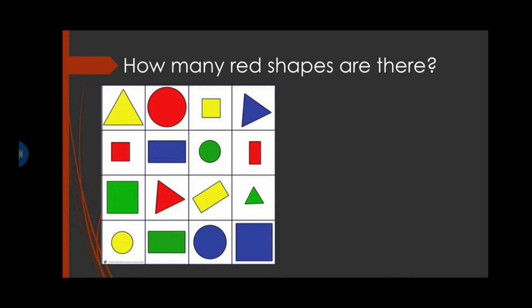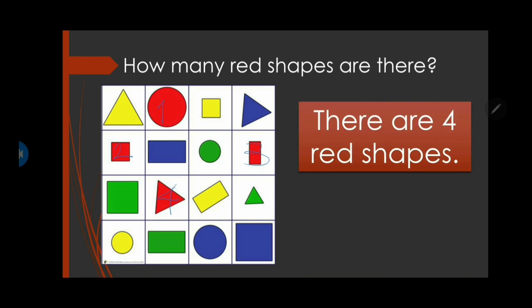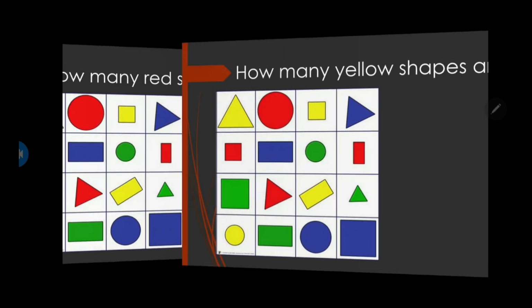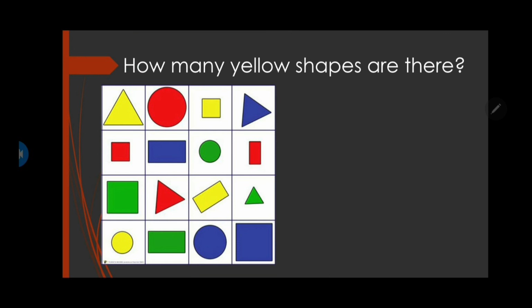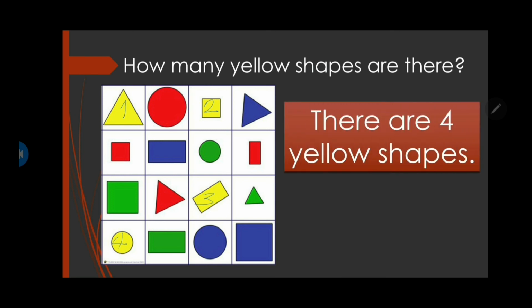How many red shapes are there? One, two, three, four. There are four red shapes. Good job. How many yellow shapes are there? Let's count. One, two, three, four. Right. There are four yellow shapes. Great.